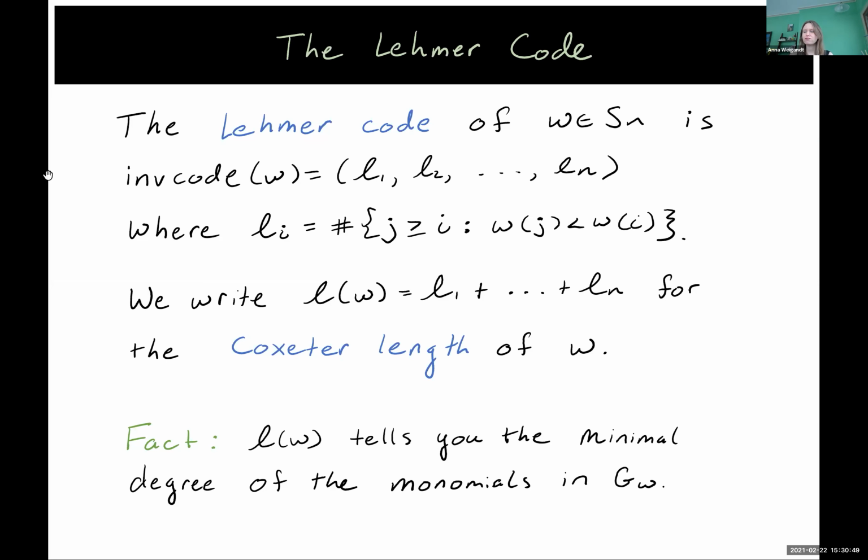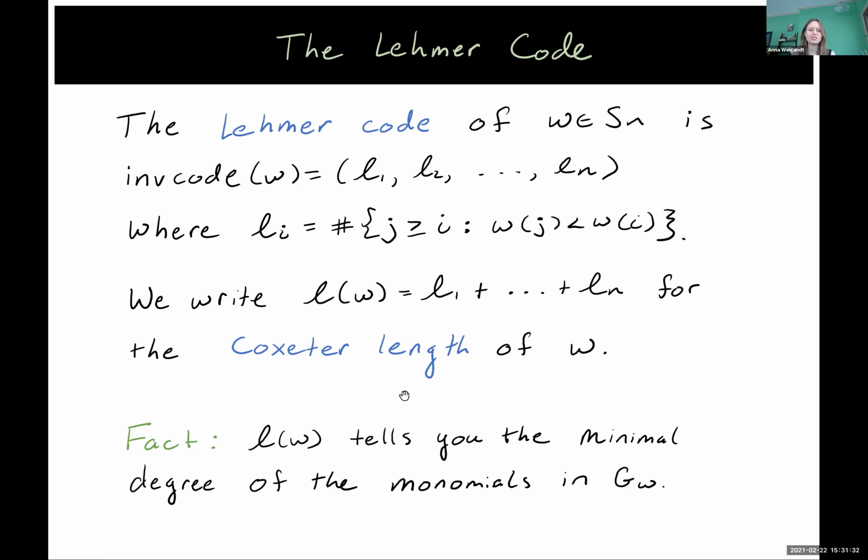Okay, so the very familiar one is the Lehmer code. The Lehmer code encodes inversions of the permutation in a certain way. So this L_i is going to be the number of things following the ith position which have smaller values than, sorry, I'm mixing up my i's and j's. So it's going to be the positions that are further out than i that have smaller values than w of i. And then we can just sum up all these different L_i's to get the Coxeter length of the permutation. This is the number of inversions.